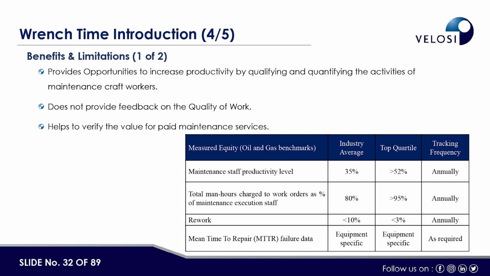So now, maintenance staff productivity level: industry average 35%, top quartile 52%, with annual tracking. The total man-hours charged to work orders as a percentage of maintenance execution staff is 80%, top quartile greater than 95%. Rework for industry average should be less than 10%, and top quartile 3%. Then mean time to repair, MTTR, failure data, equipment specific, this is normal tracking information.